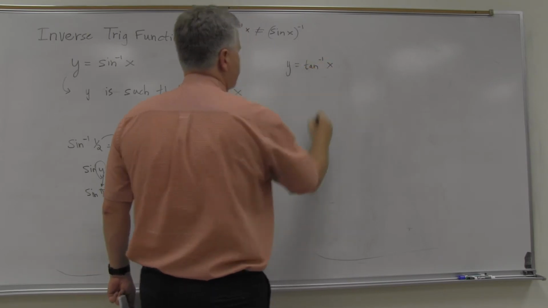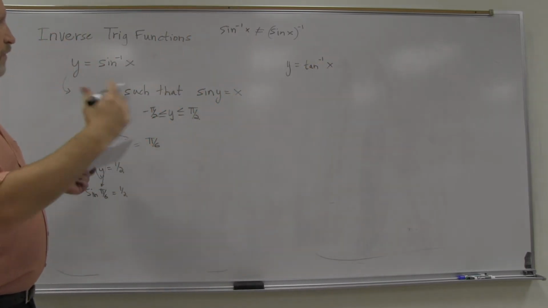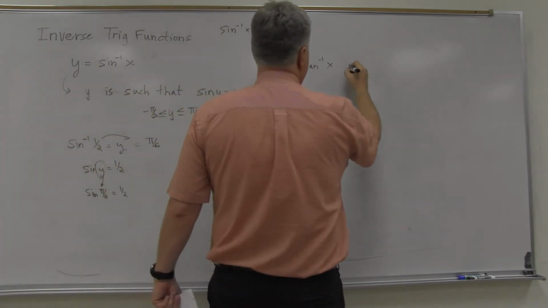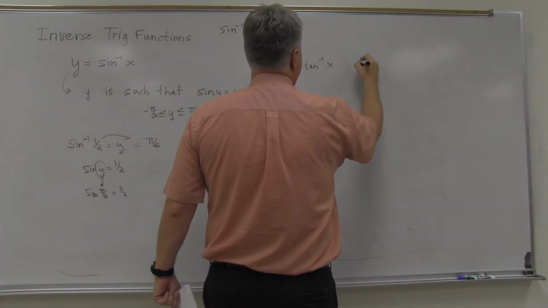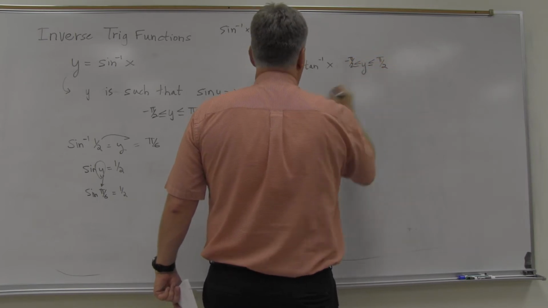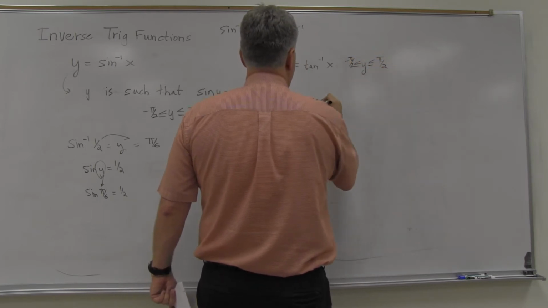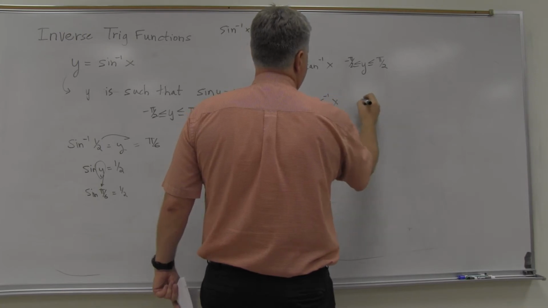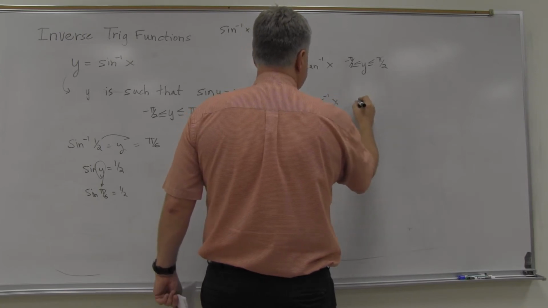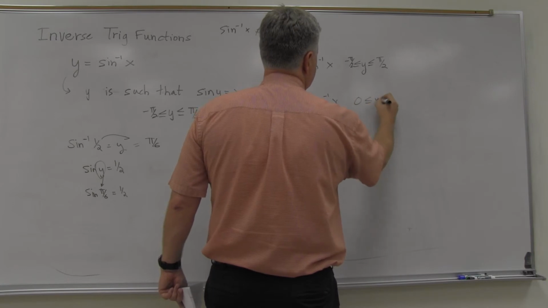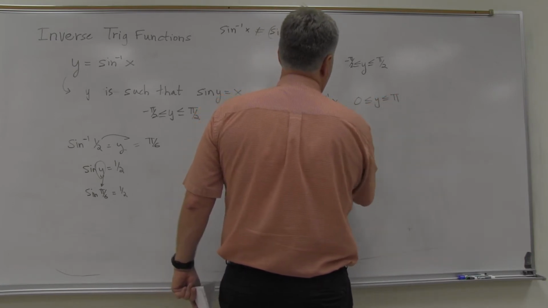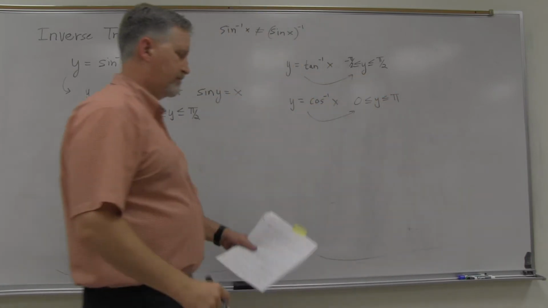Tangent inverse, sort of a similar deal. The y is also between negative pi over 2 and pi over 2. The cosine inverse is a little different. It's between 0 and pi. The y comes out there between 0 and pi.